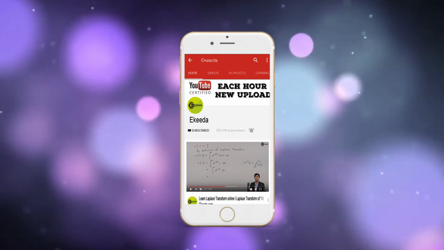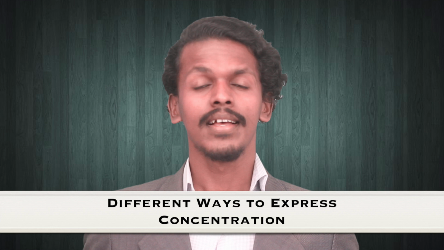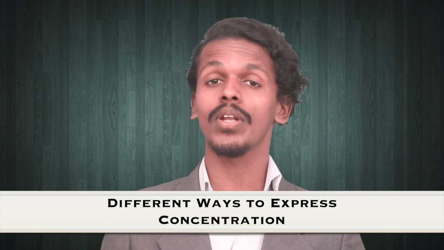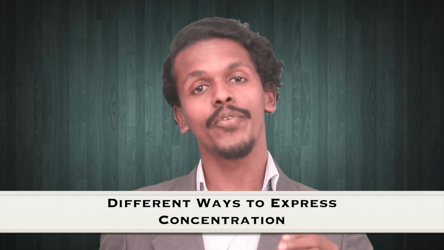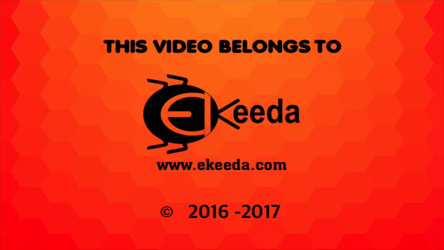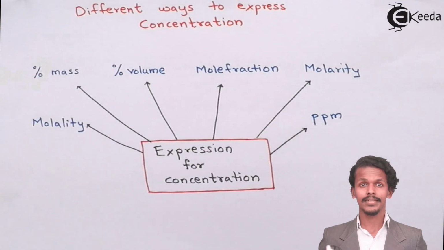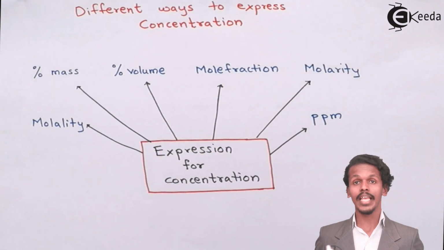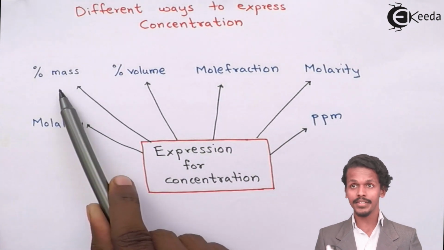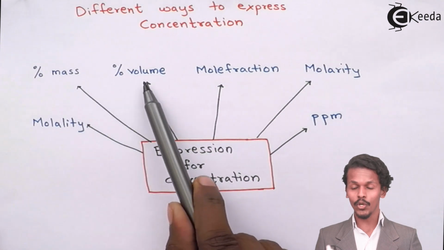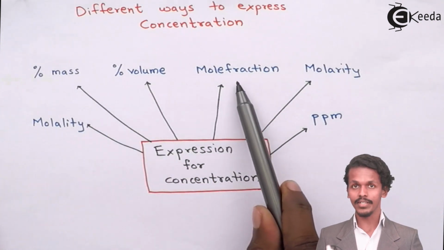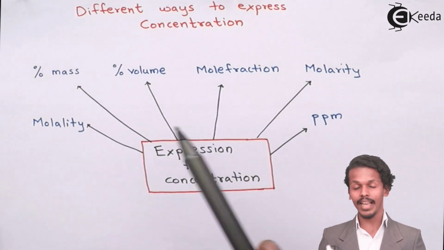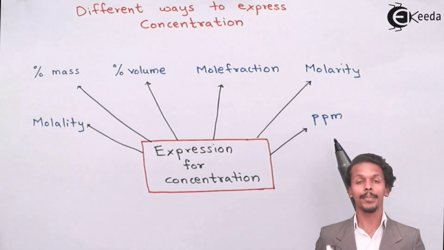Hello friends, there are different ways to express concentration. As you can see on your screen, there are many ways, but we will describe a few of them. The first one is percentage by mass, the second is percentage by volume, the third is mole fraction, the next one is molarity, the next is molality, and the last one is parts per million, which means ppm.